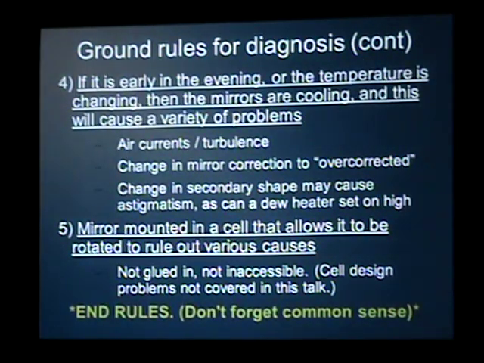So rules number 4 and 5 are the last two rules. We talked about this a little bit. If it's early in the evening, or the temperature is changing, chances are you're going to see some effect of that. You're going to see air currents and turbulence, possibly within a tube if you have a tube telescope. If you have a truss tube telescope that's open, you may see warm air eddies going around the face of the mirror, causing distortions. And these will all reduce as the mirror equilibrates and gets closer to air temperature.